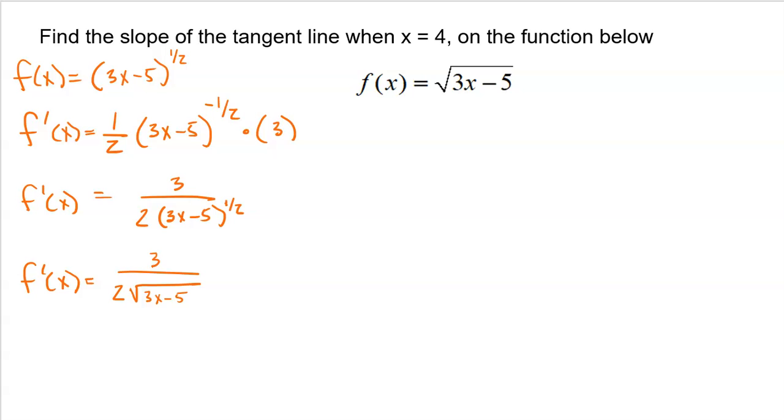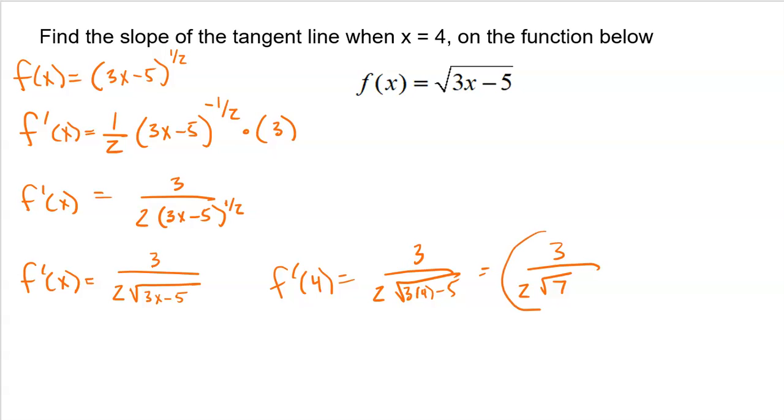Now I want to find the slope of the tangent line when x equals 4. So of course, all I have to do is plug 4 into the derivative. 3 divided by 2 times the square root of 3 times 4 minus 5. Let's walk through that here. Let's see, 3 times 4 is 12. 12 minus 5 is 7. So I got 3 divided by 2 radical 7.